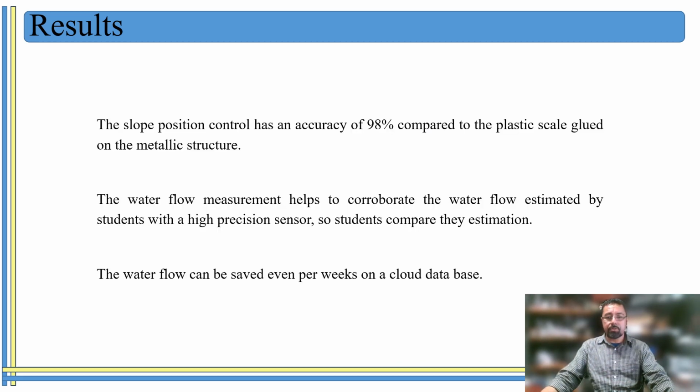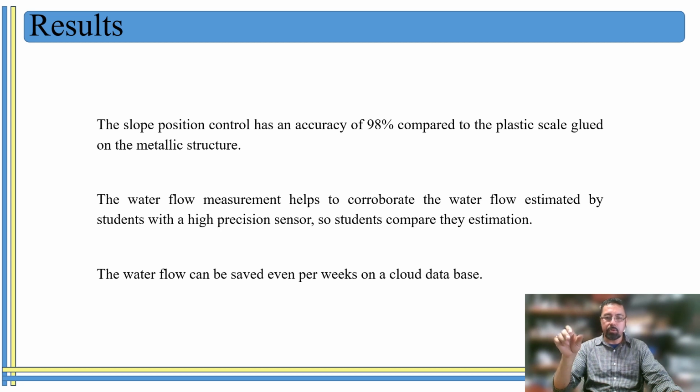Well, the results that we had are, for example, that slope position control has an accuracy of 98% compared to the plastic scale and the manual system that we have, because when students use it, they trust the reading that they see, and even though this scale is graduated, it's not very precise.